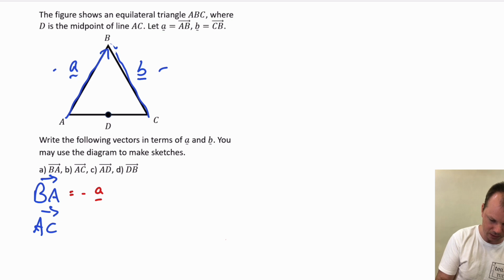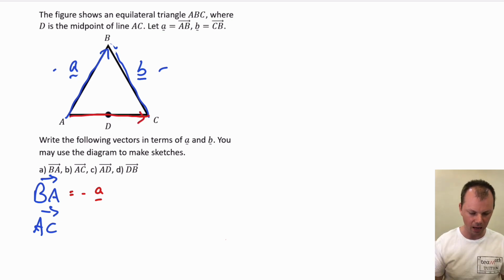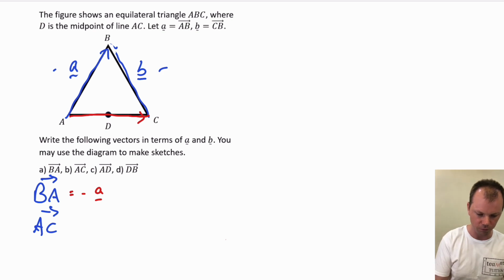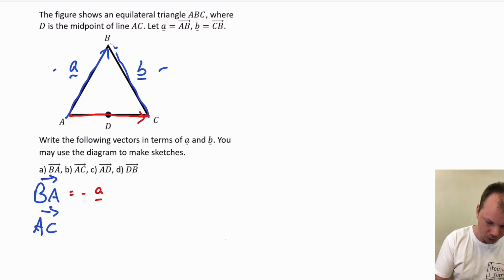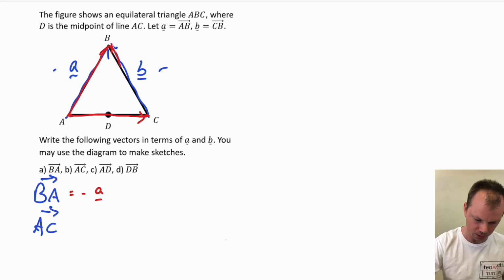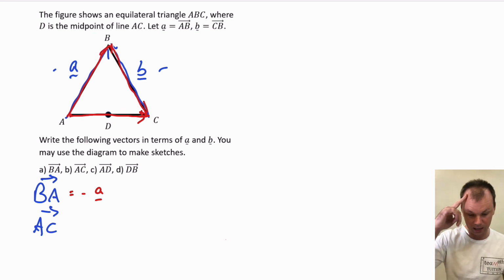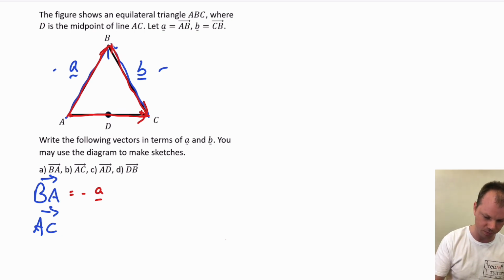Now we are after AC. So AC is starting at A and going to C. So it's this vector here. So how can we get from A to C? So this is our resultant vector. We want to build up to it. Well, if we go and we do A and then we add B to it, well, that's not adding B, that's subtracting B, isn't it? Because B is going in this direction. So if we do A minus B, then we're going to end up at AC.